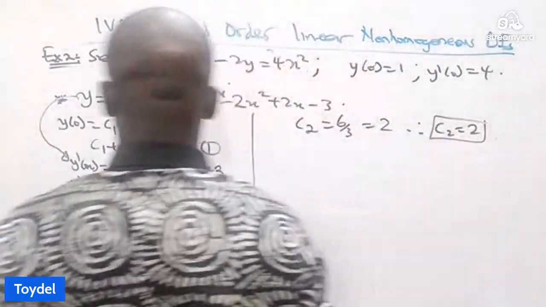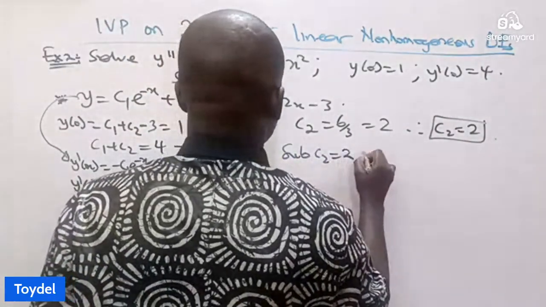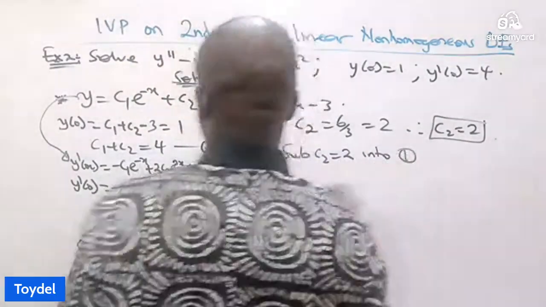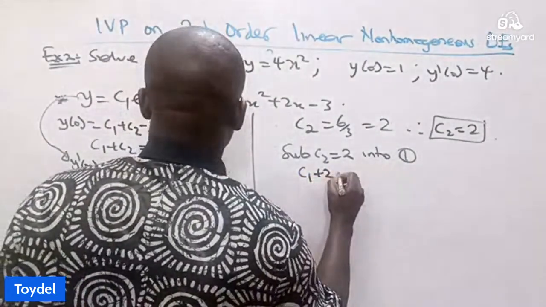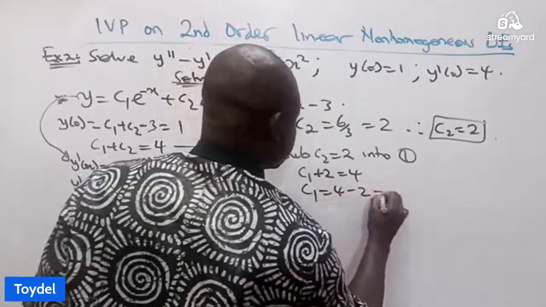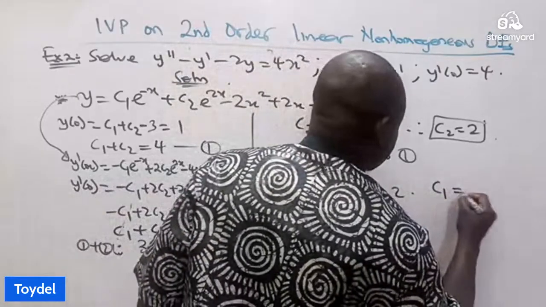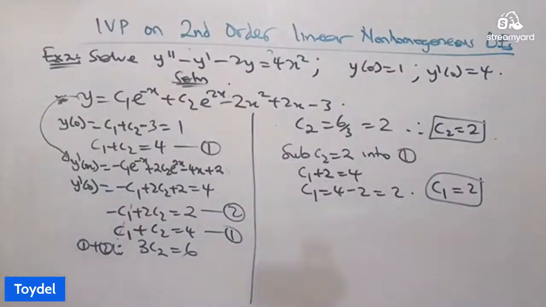We've got the value of C2, so we substitute C2 = 2 into equation 1. C1 + C2 = 4, so C1 = 4 - 2, and that's 2. So C1 is also equal to 2. We realize that C1 = C2, and the value of both is 2.